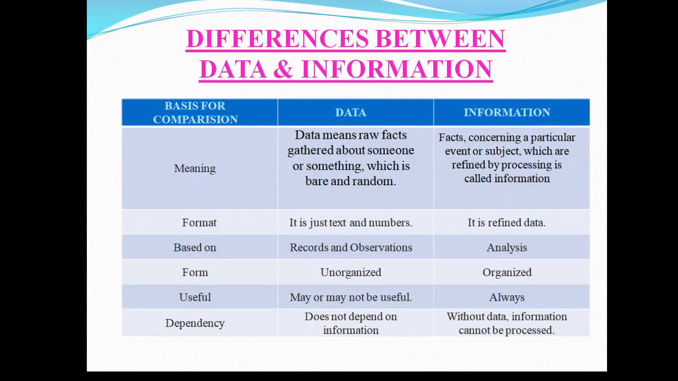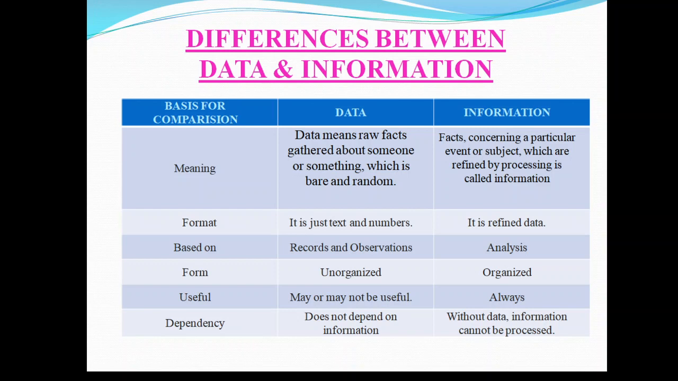Now let us focus on the different factors that we consider in order to differentiate data and information. Here we have presented different factors to differentiate data from information. The first factor is the meaning, second is the format, third is the basis, fourth is the form, fifth is usefulness, and sixth is dependency.